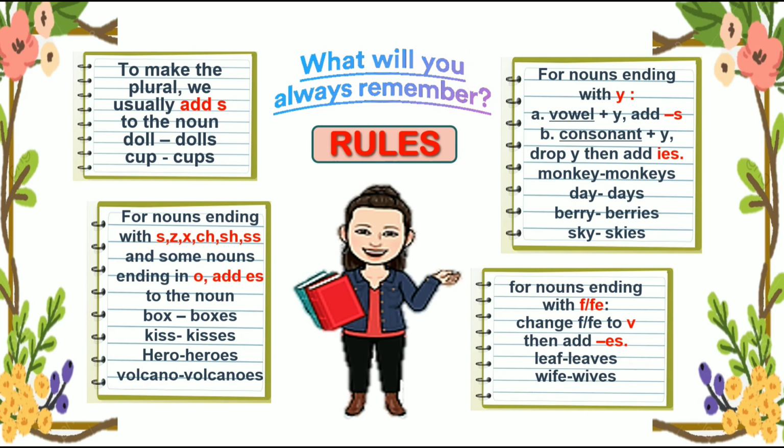And lastly, for nouns ending with F or FE, change F or FE to V before adding ES. Example, leaf, leaves, wife, wives. But then again, for nouns ending with F, you have to be careful also because there are exemptions to the rule, like reef or roof. Instead of leaves, it becomes reefs because there are some words ending in F that can be made into plural just by adding S.